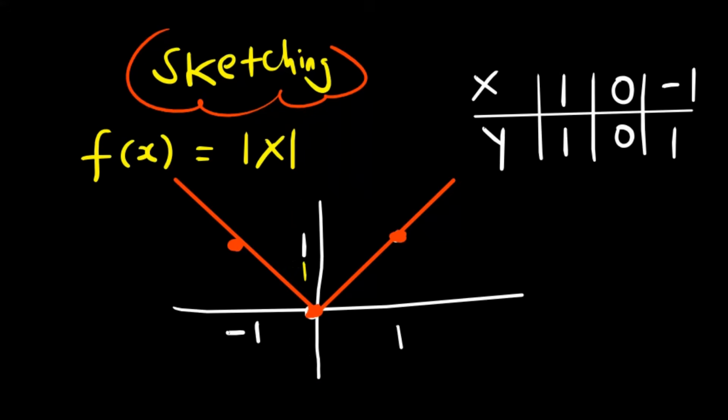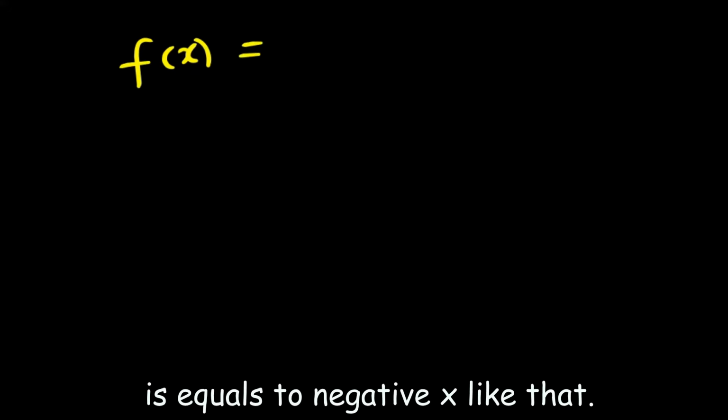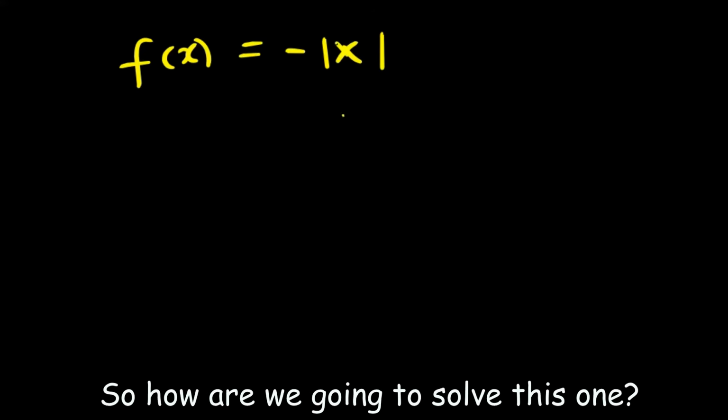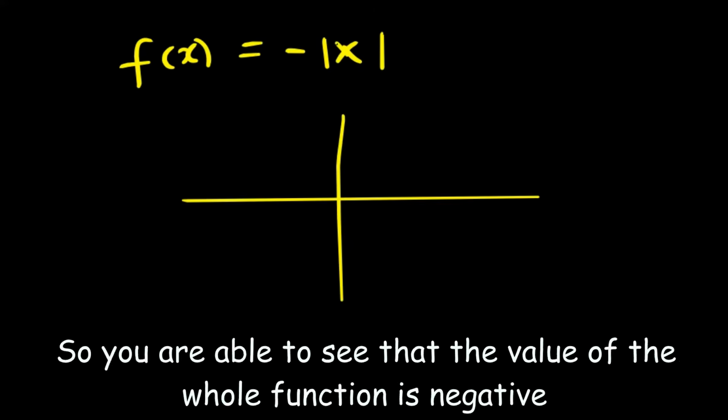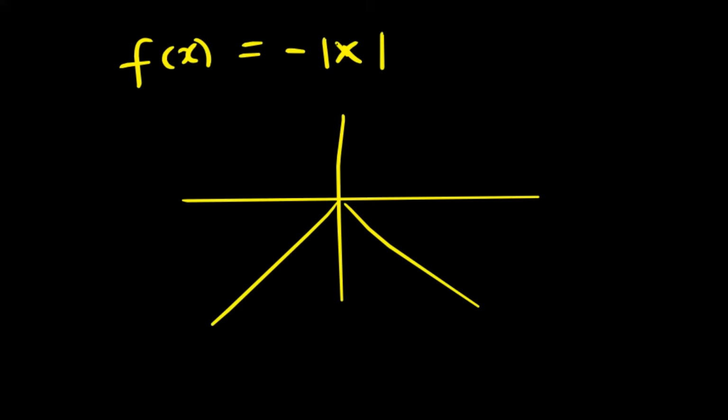So basically that. Let's solve another modulus question. Let's say this time around you have f of x is equal to negative modulus of x, like that. So how are we going to solve this one? You're able to say the value of the whole function is negative and we find the modulus of x. So basically we are going to write like that. That will be our modulus. Basically that.